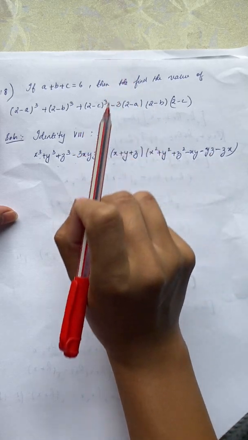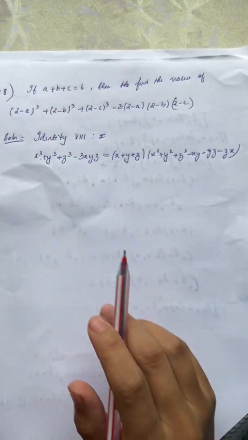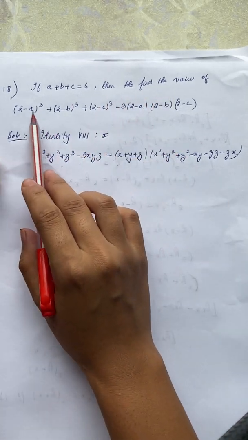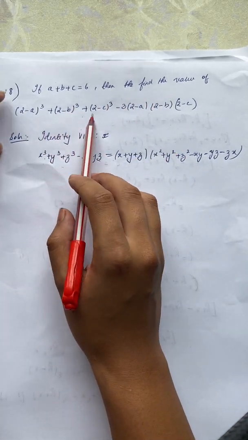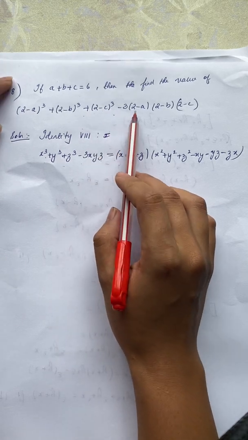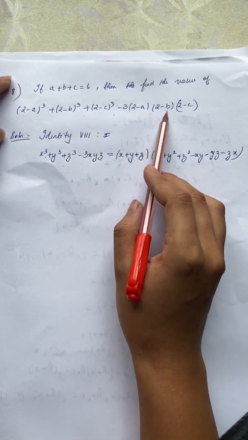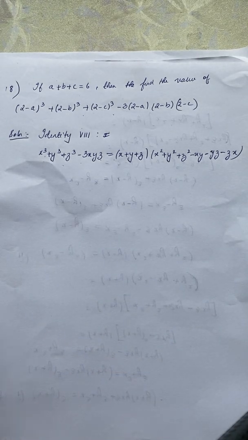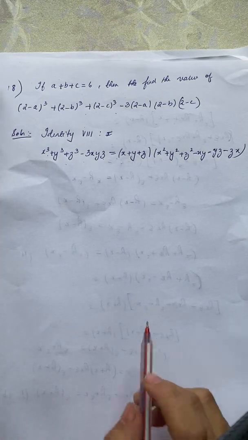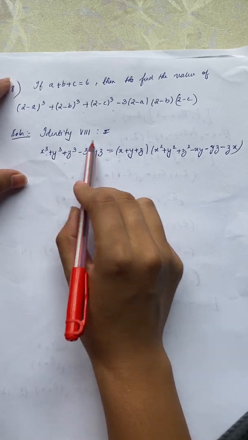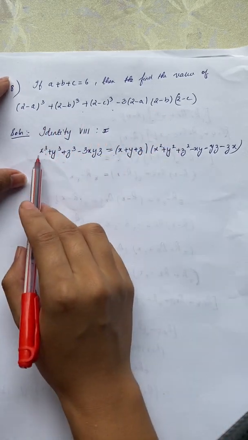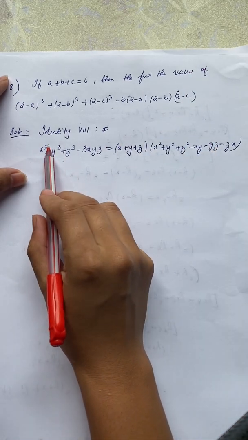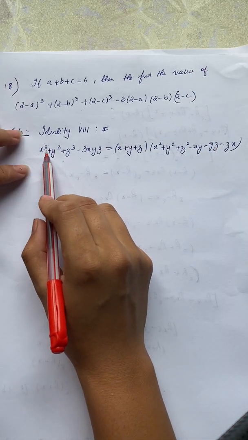The question is: a plus b plus c is given, right? We have to find the value of (2 minus a) cube plus (2 minus b) cube plus (2 minus c) cube minus 3 into (2 minus a)(2 minus b)(2 minus c). Now you see, is this formula not similar to this? Look at this. X cube. What is the value of x?